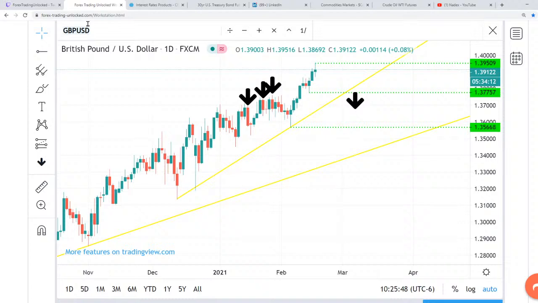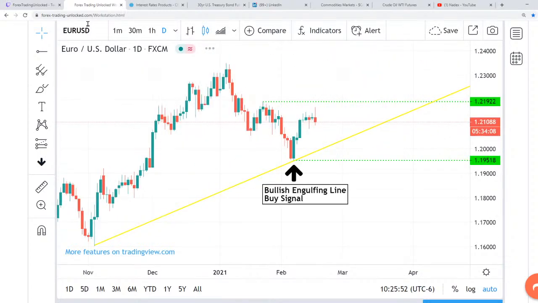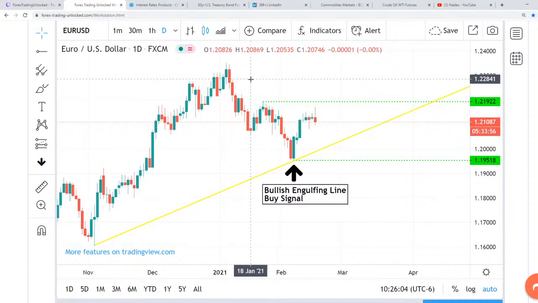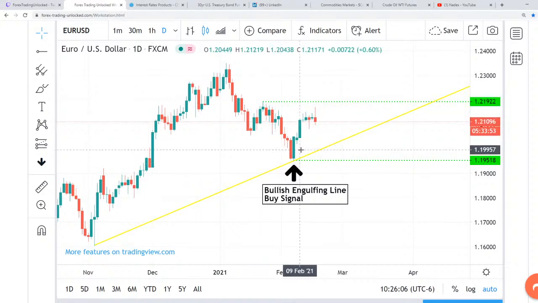Now, where we didn't follow the signals was in the Euro US dollar, where we had this bearish engulfing line back here at the beginning of January. Do we care about oil prices when it comes to the euro? Absolutely not. Do we care about the US president when it comes to the EU? Absolutely not. So this is a free-flowing currency.